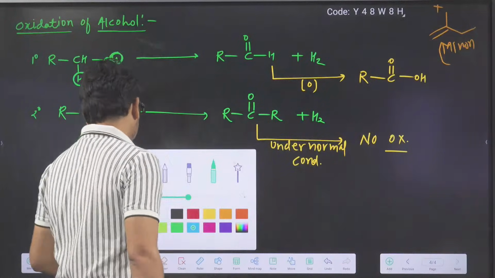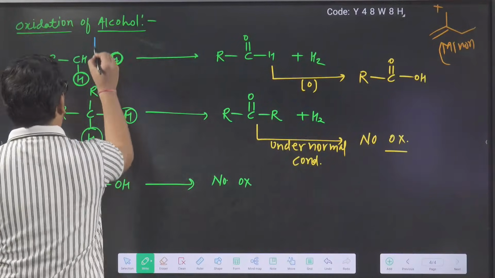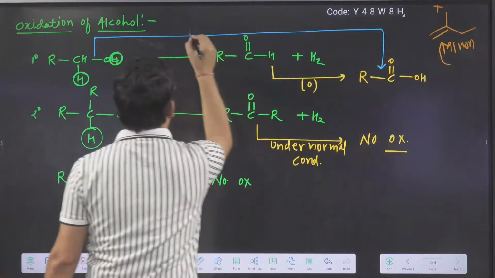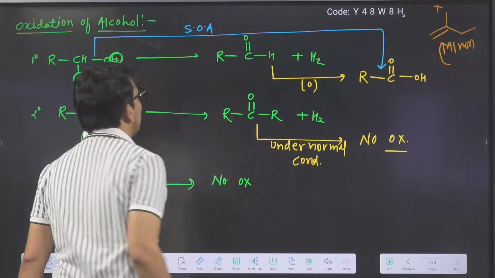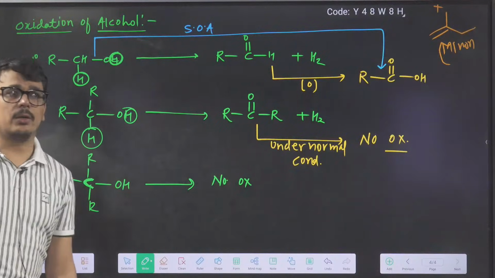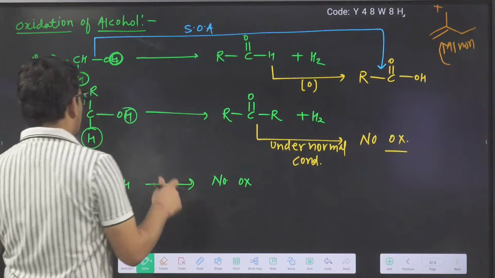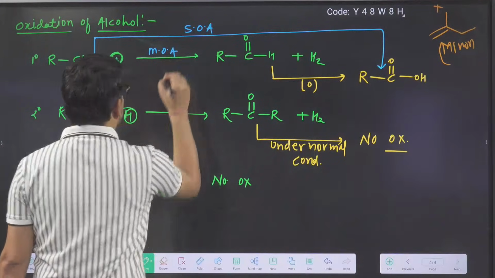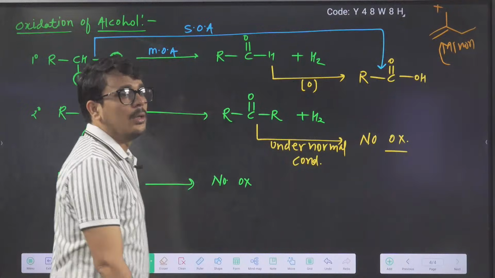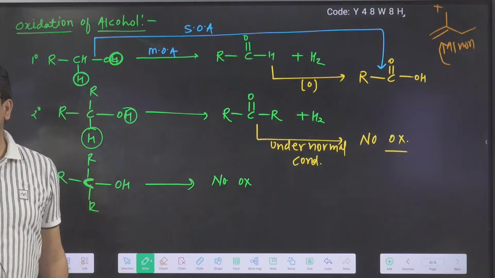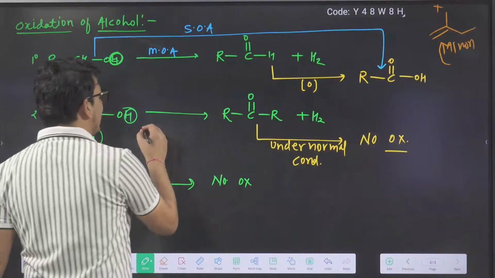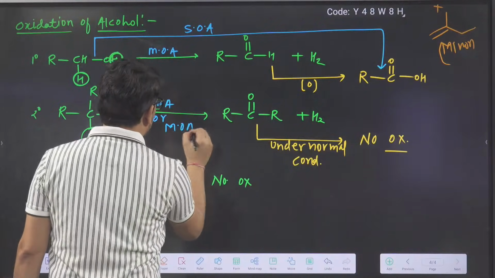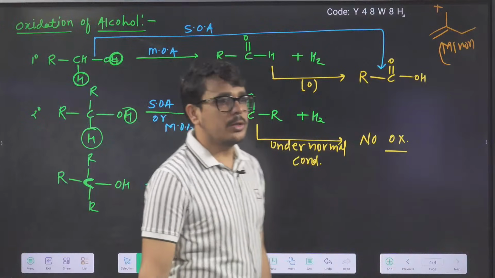Now everyone, if we have a strong oxidizing agent, then 1 degree alcohol is directly converted to carboxylic acid. Or if we have a mild oxidizing agent, then 1 degree alcohol is converted to aldehyde. If we have 2 degree alcohol, you can use either strong or mild; in both cases it will oxidize to ketone.